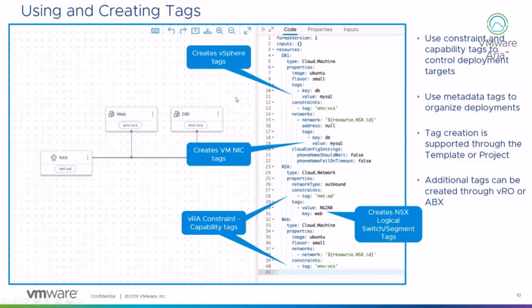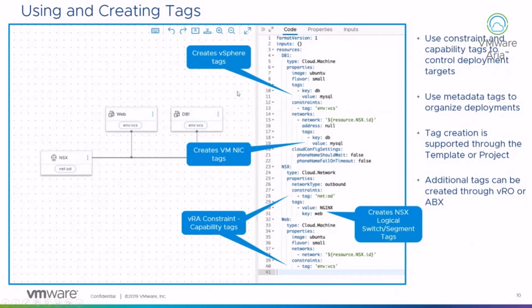The tagging is really used for organization. The first tag on the top of the slide is under the component resource: we have the tagging property under the properties of the cloud machine, and these tags represent vSphere tags. It's a key-value pair. Here the key is DB, and the value for that key is MySQL. The tags property is really an array, so you can have a list of tags. So that's vSphere tags.